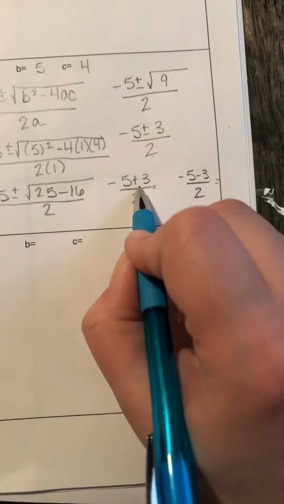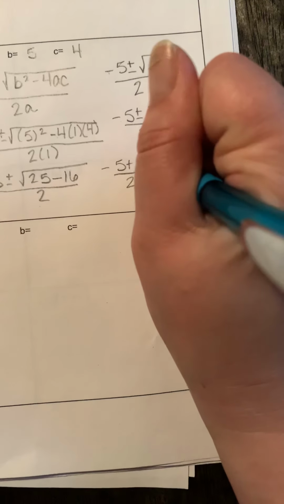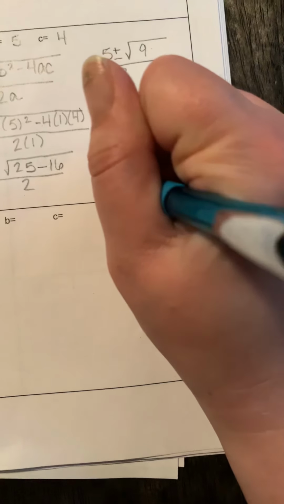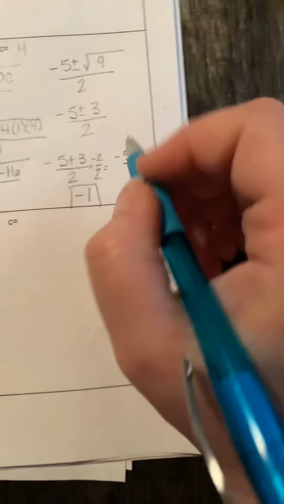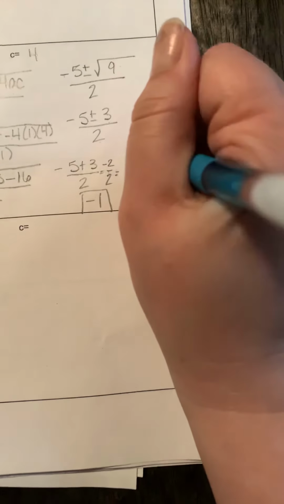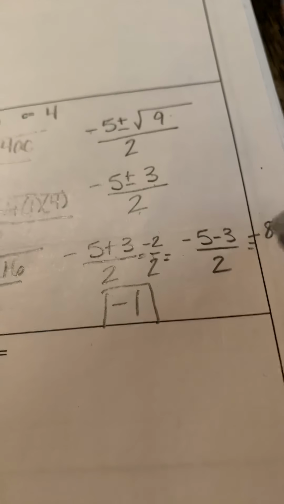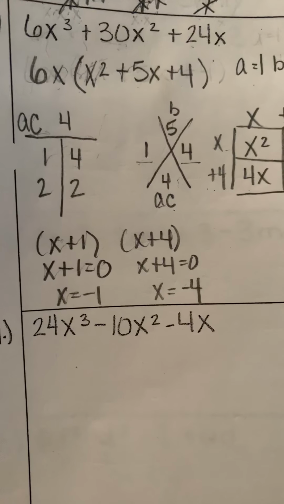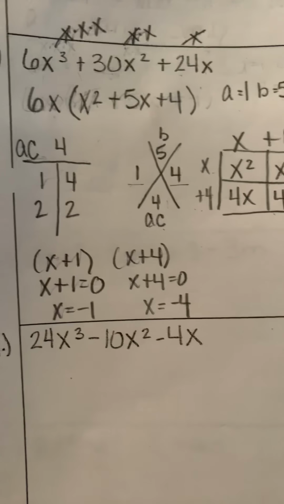-5 plus 3 gives you -2 over 2 reduces to -1. -5 minus 3, -8 over 2 reduces to -4. Which were your two zeros when you solved using the diamond method? I hope that helps.